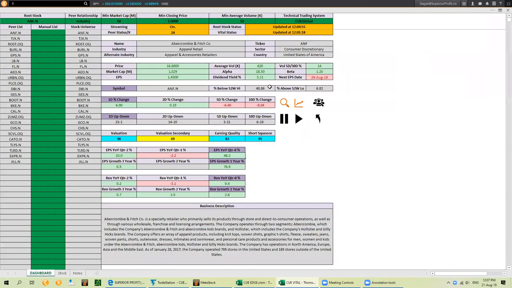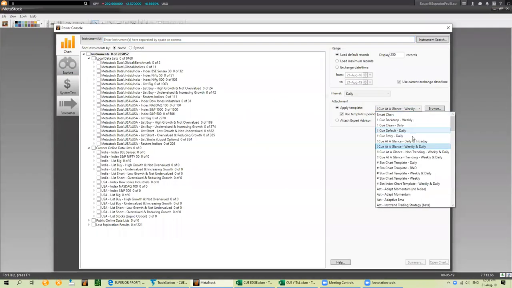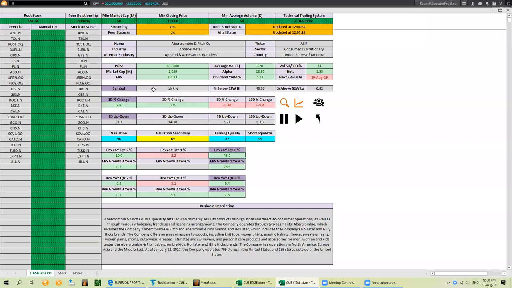Here I have set up the technical trading system to Q Global. So in Q Global, let me set it to the daily chart. So it's easier to open multiple symbols.